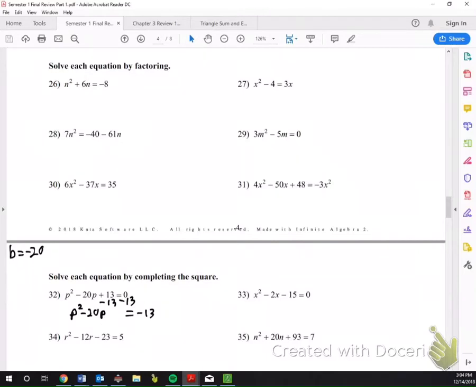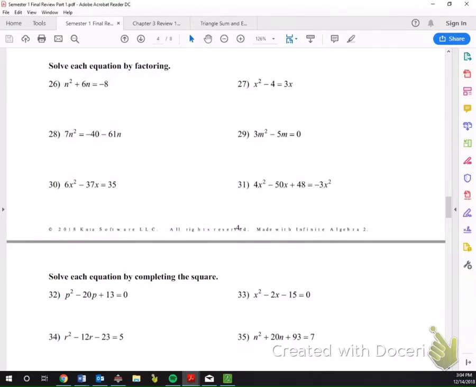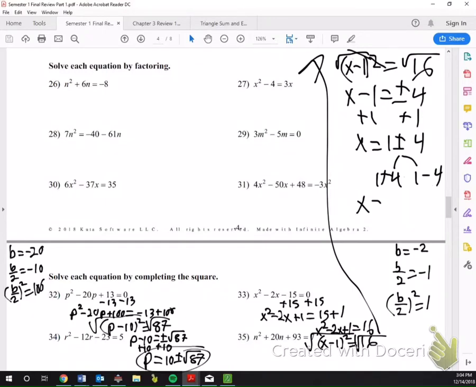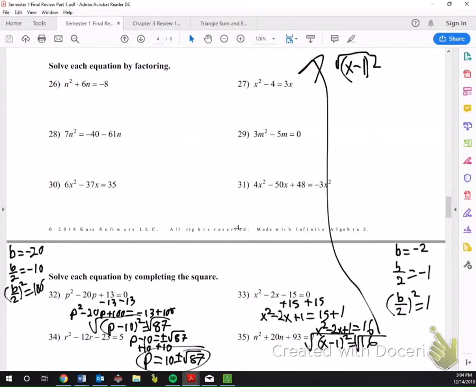Okay, so then we're on to number 32, in which we are asked to complete the square. Again, this is something you should have in your notes for how to do this. But that is what 32 should look like. 33.